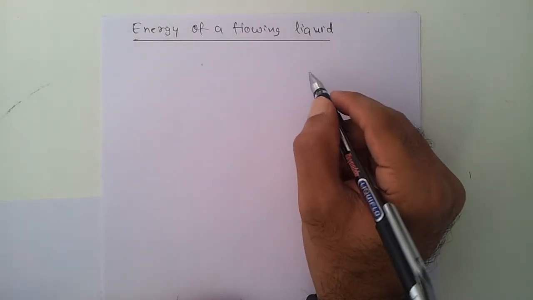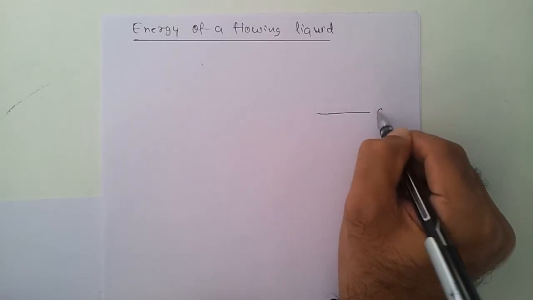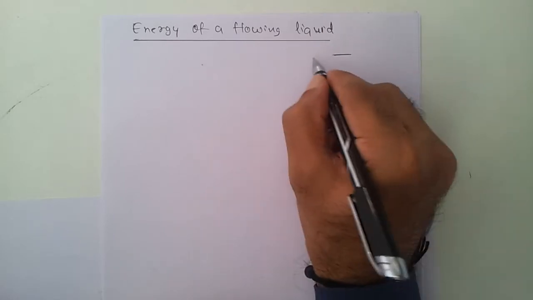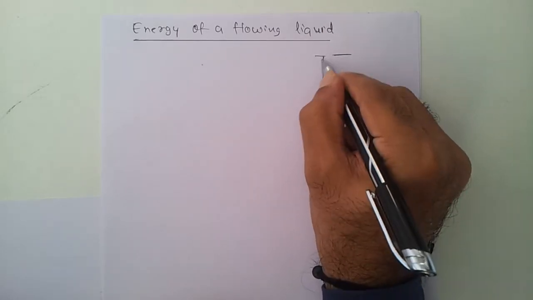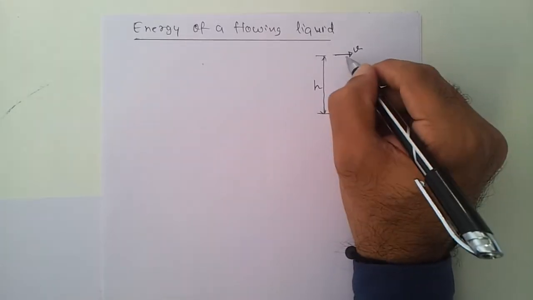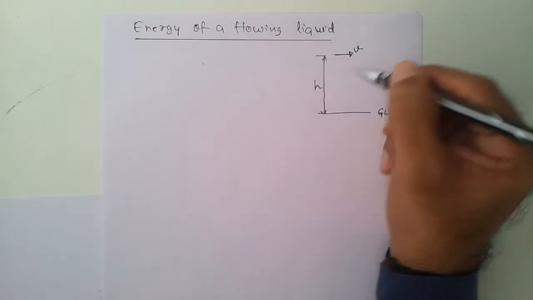We know that all moving objects possess energy. For example, let us say this is the ground level and there's an aircraft flying at this particular height. This is the height, and let's say it is moving with velocity v. So this aircraft will possess kinetic energy because of its motion and potential energy because of its height.